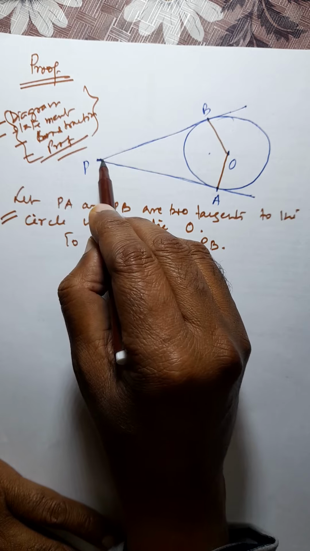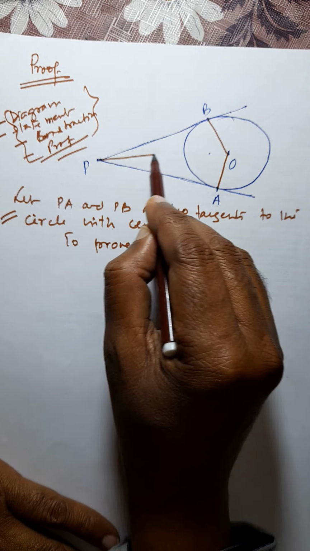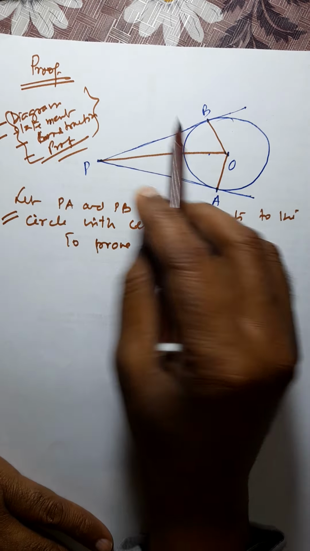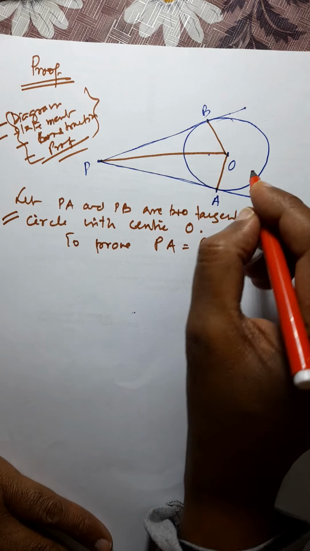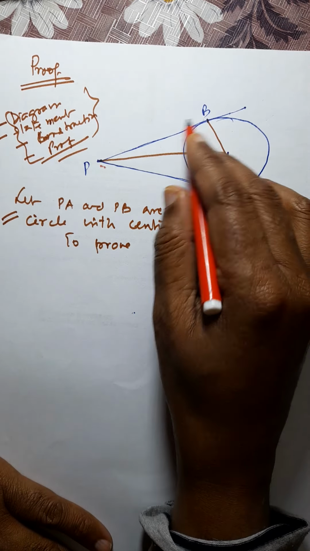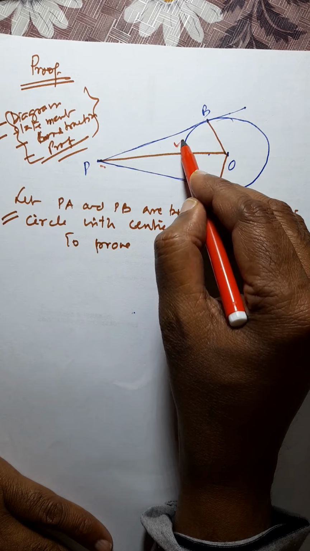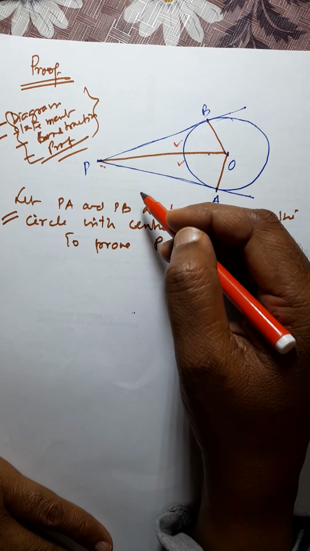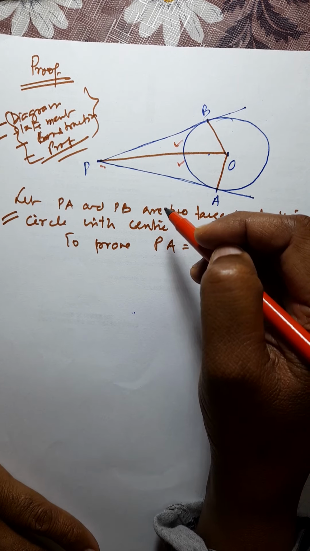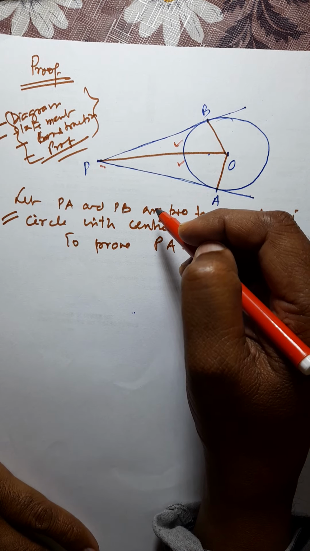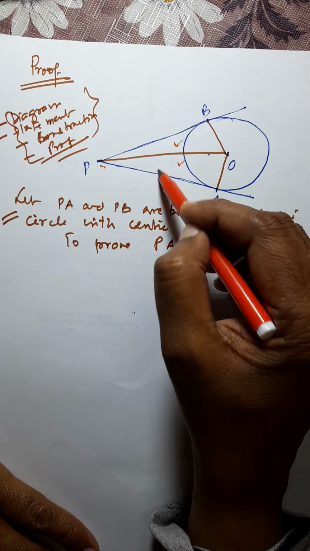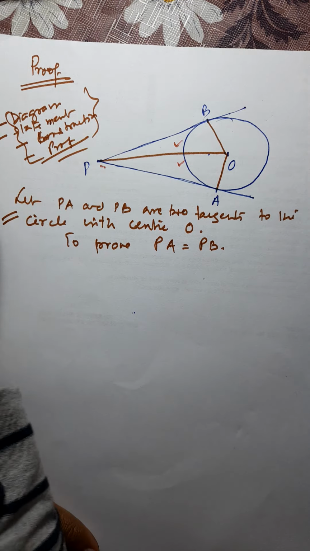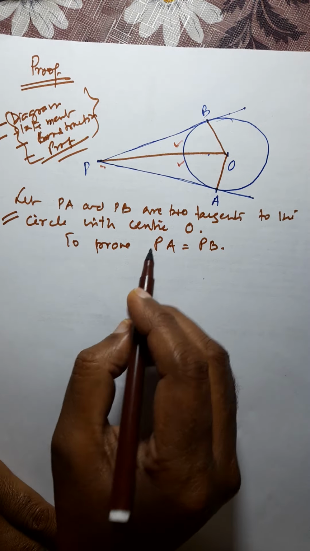So if we join O with P, we are getting two triangles. One is OAP, another is OBP, two triangles. And if we can show that these two triangles are congruent, then by CPCT, corresponding parts of congruent triangles, we can say that these two sides are equal. So we need to show that these two triangles are congruent.